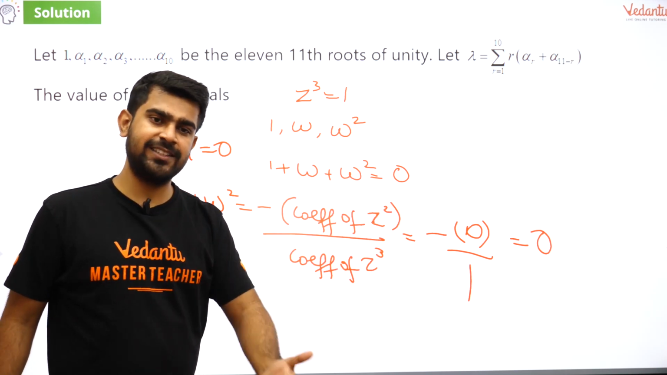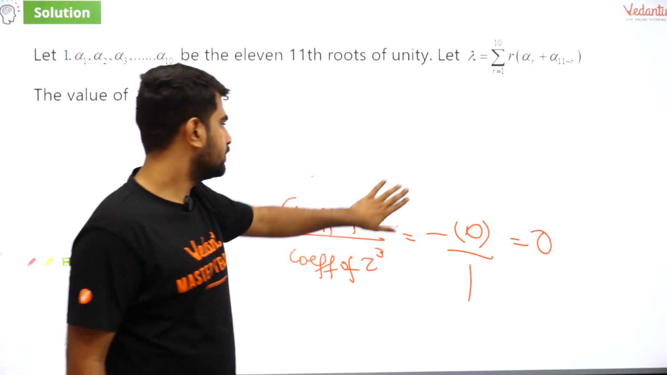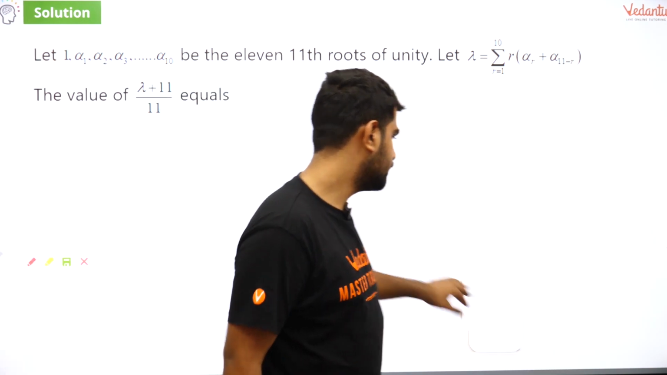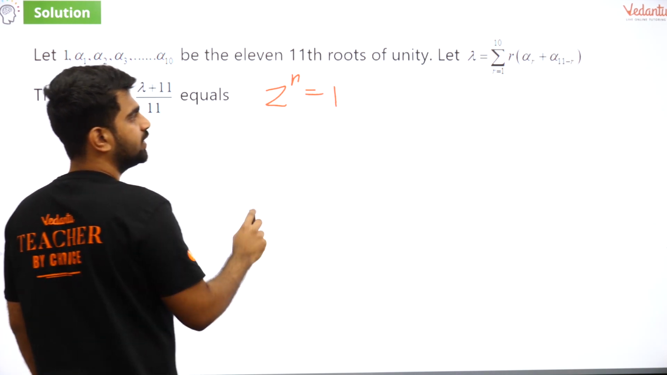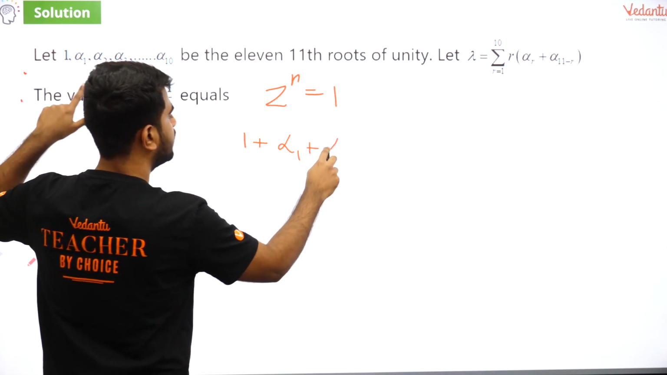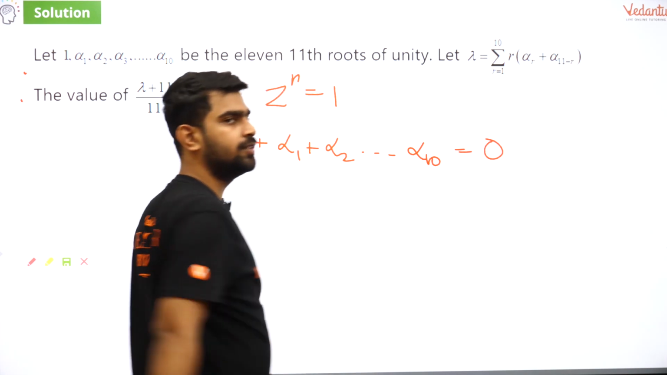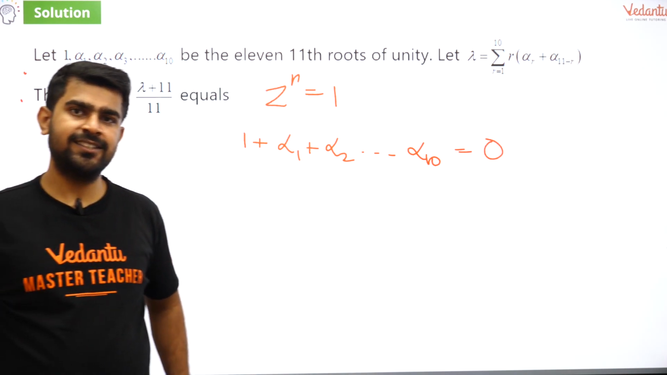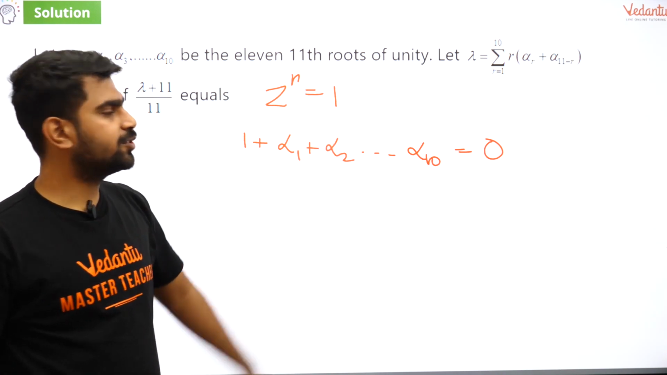Okay, we are coming from basics. Let's extend it to 11 roots and see what is happening. If I say z to the power 11 is equal to 1, then again the sum of roots 1 plus alpha 1 plus alpha 2 all the way up to alpha 10 will also be 0. I'm sure all of you are clear with this. So let us get started. Now we can solve this question.